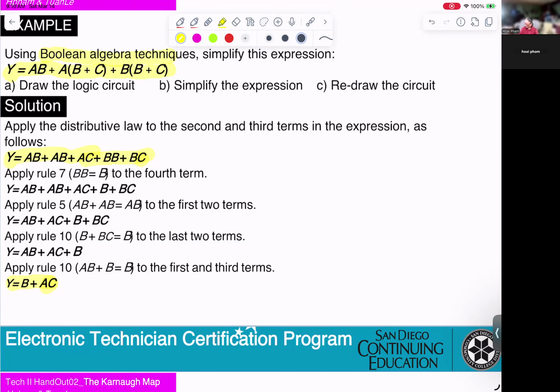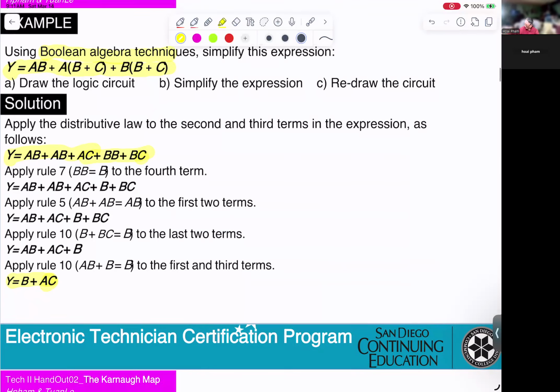If we draw this one, we get a lot of gates. A and B, then A and B, or A and C, or B and B and B and C. Final equation, you get only B or AC. That is only telling you they need to simplify to the minimum in order to get that circuitry with less number of gates.